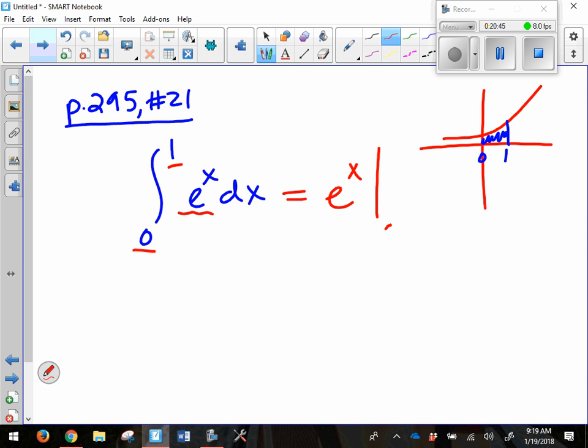And then there's that funky symbol that reminds me that I have an upper limit and a lower limit, and then I need to substitute in and take the difference. So this becomes, I evaluate my function at the upper limit minus my function at the lower limit, which is going to give us e minus 1.